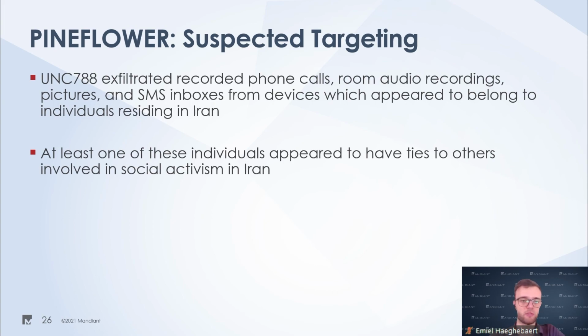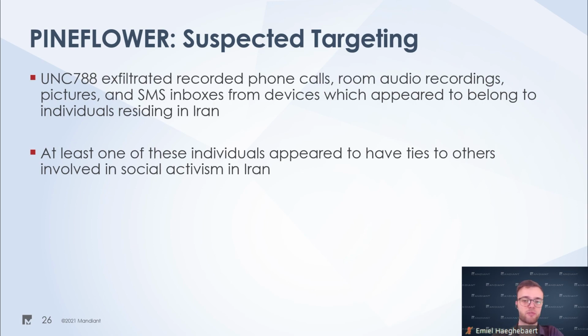As discussed in the literature review section, UNC788 has long targeted members of the Iranian diaspora, but also dissidents and other individuals of interest to the Iranian regime. You might guess that this campaign is no exception. Our analysis confirmed that the actors exfiltrated recorded phone calls, as well as room audio recordings, pictures, and entire SMS inboxes, along with relevant metadata from a number of devices that appeared to belong to individuals residing in Iran at the time. Interestingly, at least one device that we observed belonged to an individual who appears to be engaged in social activism in Iran and might have ties to individuals engaging with the Green movement in Iran.